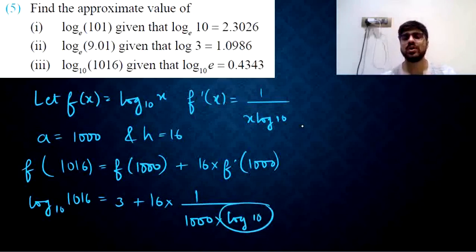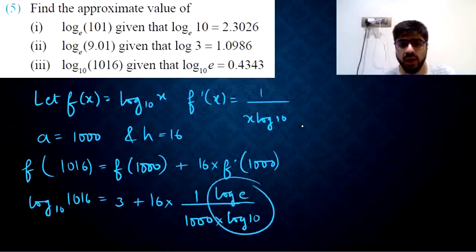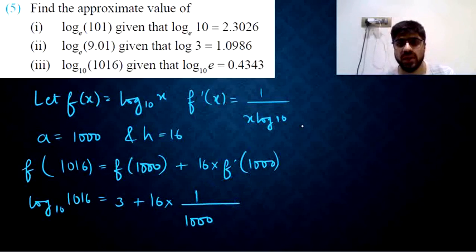Okay, so that's log 10 to the base e, and we are given the value for log of e to the base 10. So log 10 to the base e, we can write that as log 10 upon log e. That log e, we can take that in the numerator. So we have log e upon log 10, we can think of it as log of e to the base 10. And log of e to the base 10, we are given the value for it. It is 0.4343.